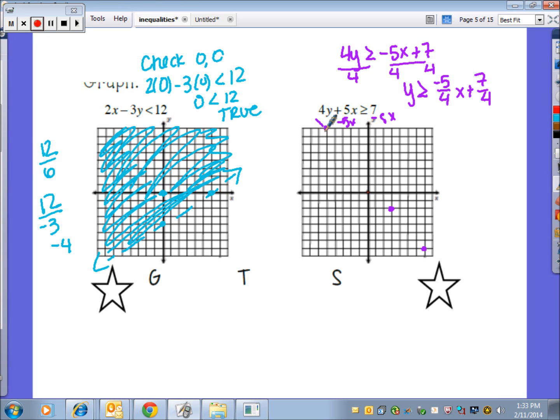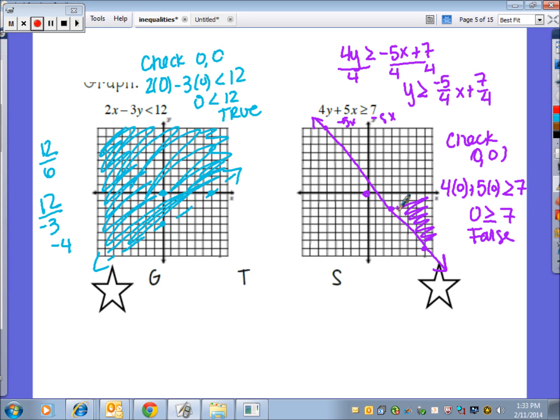This is going to be a solid line, so you can go ahead and draw your line straight through. Again, we're going to check the point 0, 0. I like to go back to the original equation to check my point, so I make sure I don't have any sign errors. So 4 times 0 plus 5 times 0 is greater than or equal to 7. 0 is greater than or equal to 7. That's false. So we shade on the side opposite our point. And again, that's all we have.